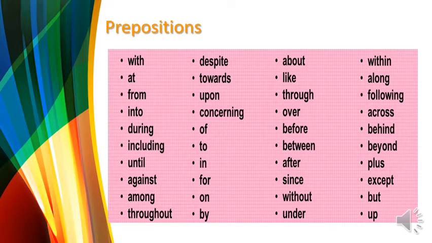This is a list of prepositions. You have to read them through over and over and try to memorize them, because there are hundreds of these prepositions. You should know which word is a preposition in a sentence, because you're going to identify a preposition, underline or circle it, and then the prepositional phrase. You have here with, at, from, into, during, including, until, against, among, throughout, and many of them.